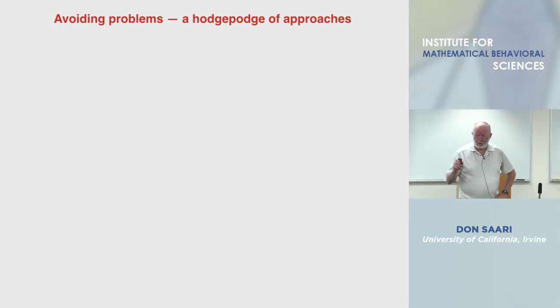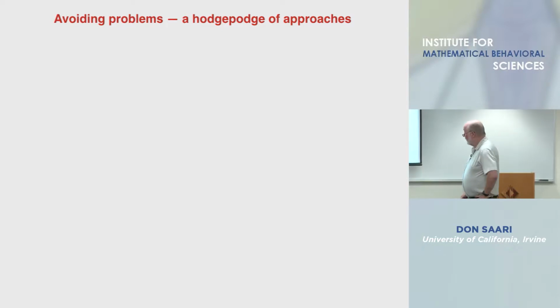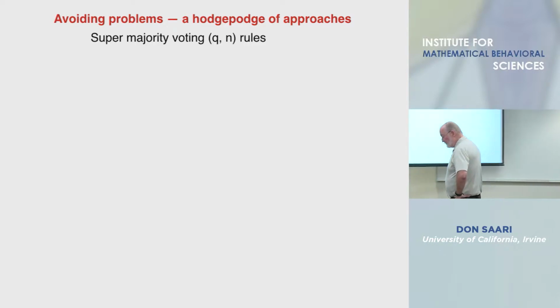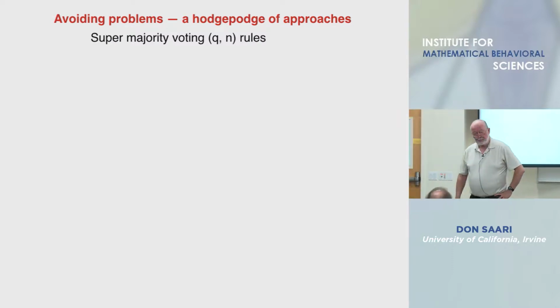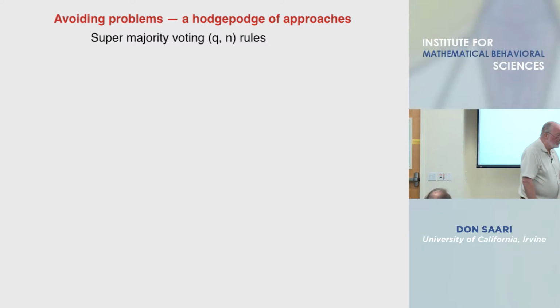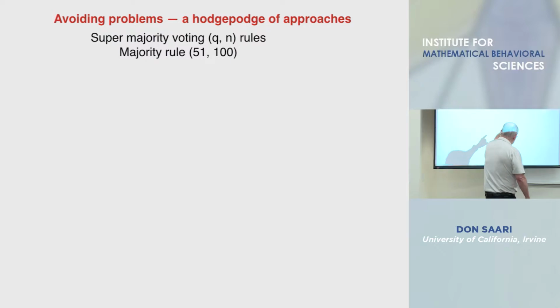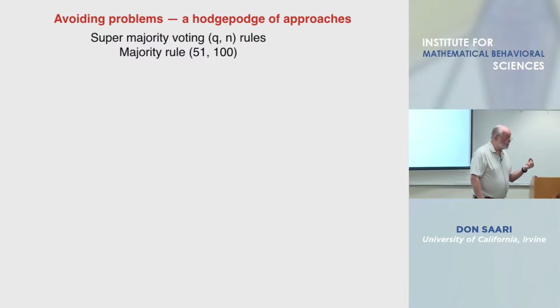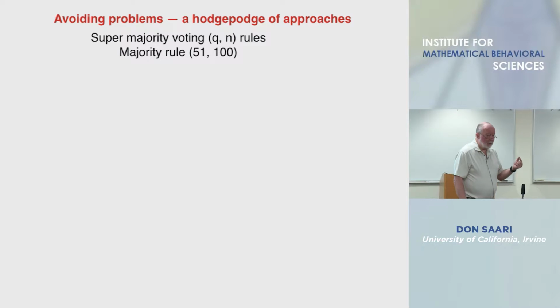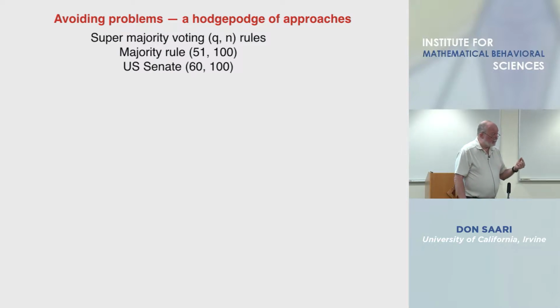Here we have a hodgepodge of different methods coming from political science, economics, everywhere. I'm going to talk about supermajority rules, which include majority voting as a special case. Supermajority voting is where you have N voters and you need at least Q votes to win. A majority vote, if you have 100 voters, needs 51 or more votes to win. In the US Senate, you have 100 votes, and you need at least 60 to win.